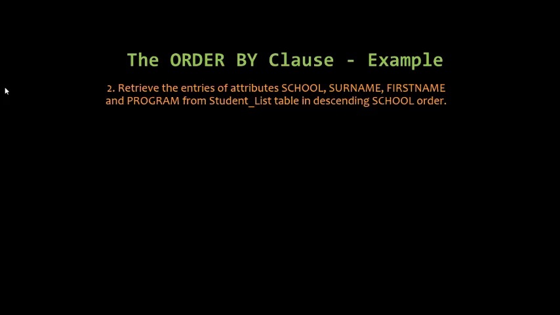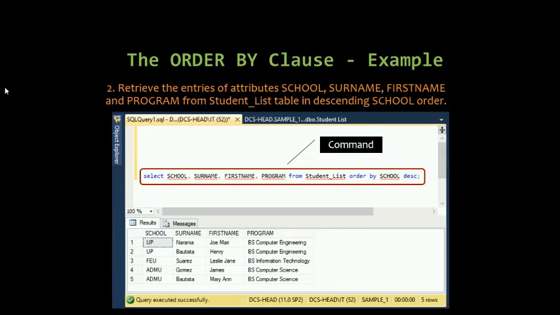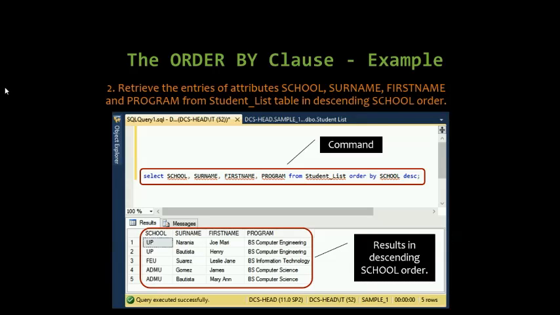For the second scenario, retrieve the entries of attribute school, surname, first name, and program from student list table in descending school order. So here, we will be using the select statement including the order parameter DESC for descending order. The results are shown in descending school order starting from UP up to ADMU.